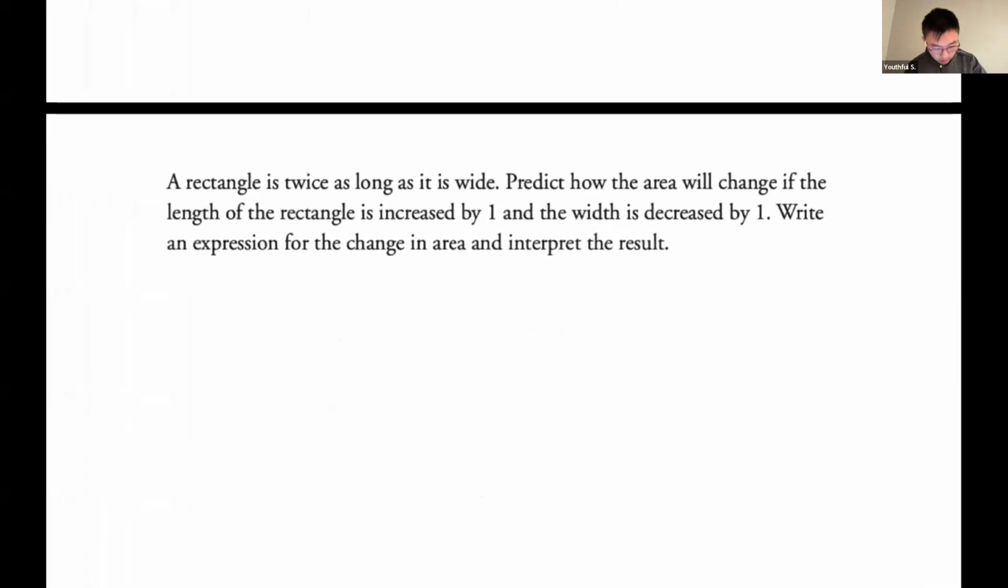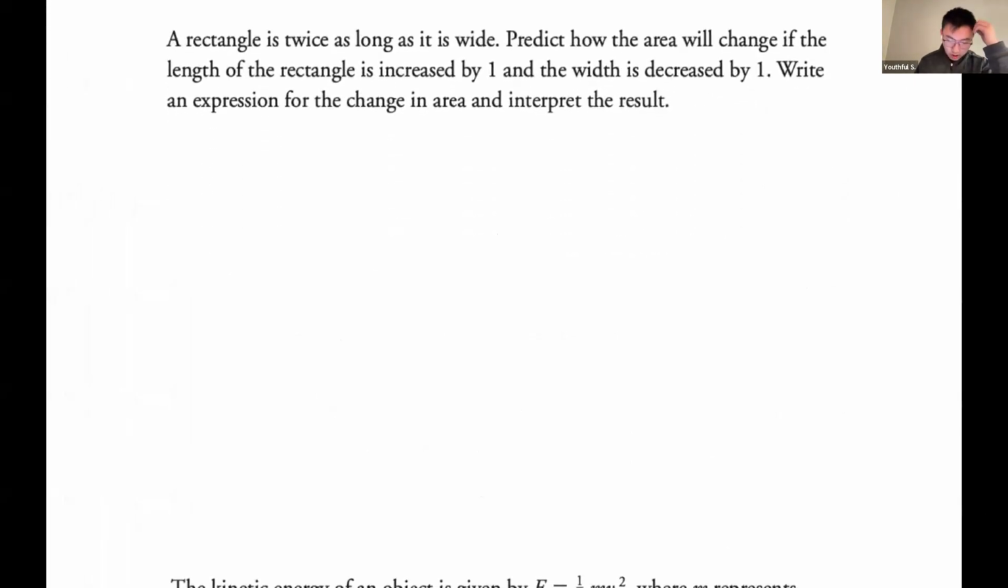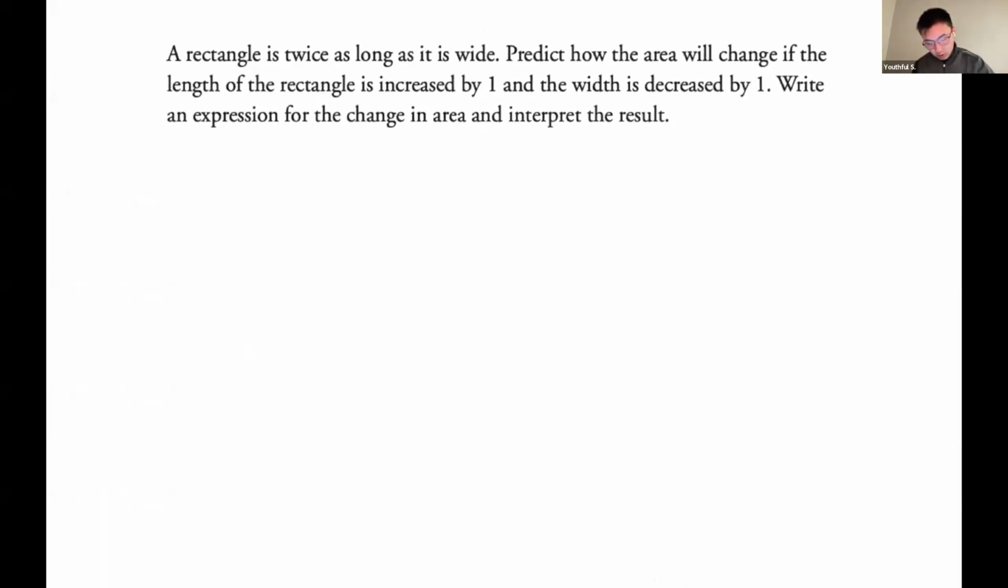Okay. A rectangle is twice as long as it is wide. Predict how the area will change if the length of the rectangle is increased by 1 and the width is decreased by 1. Write an expression for the change in area and interpret the result. So a word problem, you just have to think about what it's telling you. Let me just draw this a little bit better. Let's say this is the width, this is the length.